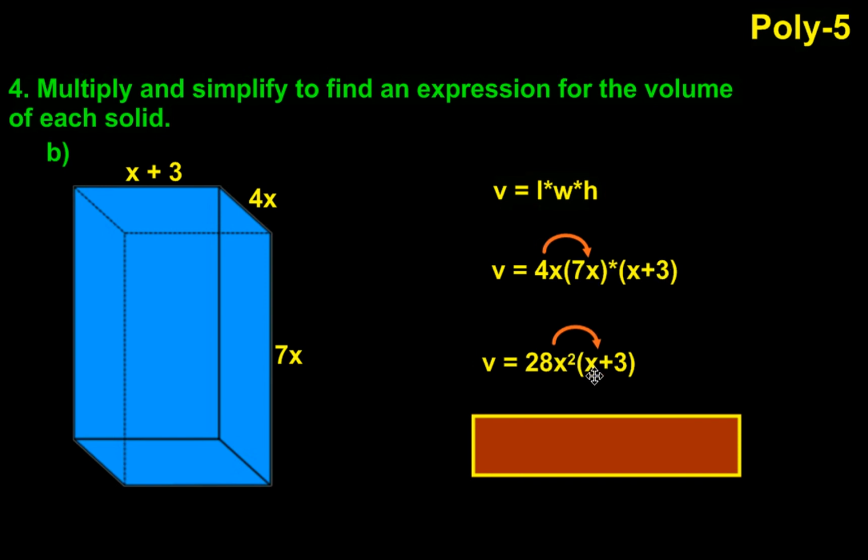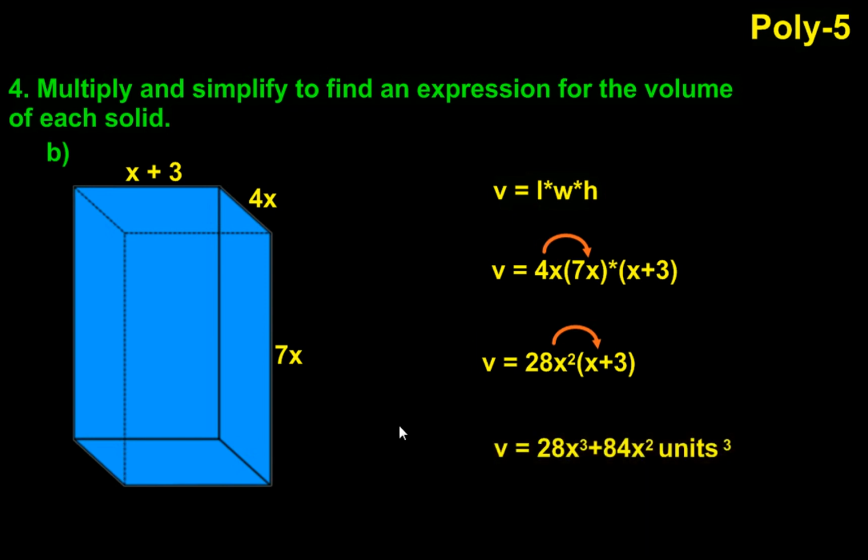And then we bring down the x plus 3 and apply 28x to the second power times x plus 3. So that's going to get us 28x to the third power. And 28 times 3 is 84. And there are no variables or exponents attached to the 3, so we just carry these over. So we get 84x to the second power. And again, units cubed.